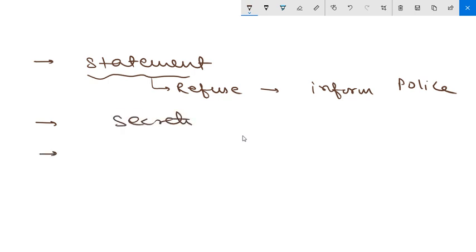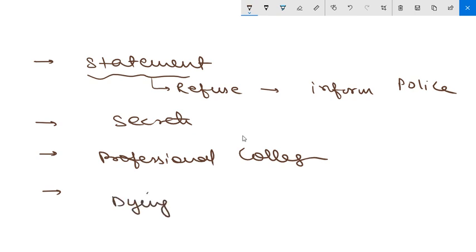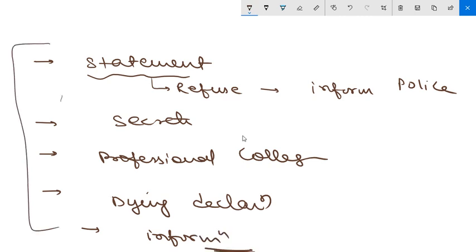The next is that he must consult a professional colleague. If the woman's condition is serious, he must arrange to record the dying declaration. And if the woman dies, he should not issue a death certificate but should inform the police for postmortem examination. So these are the five basic duties of the doctor in a suspected criminal abortion.